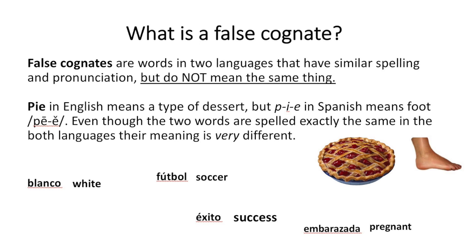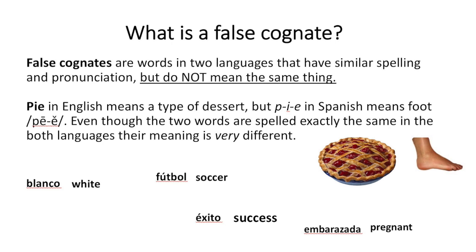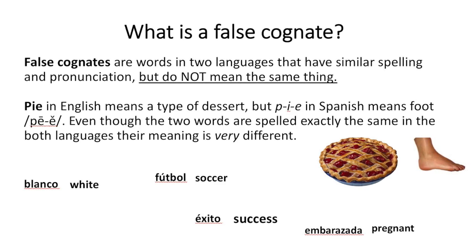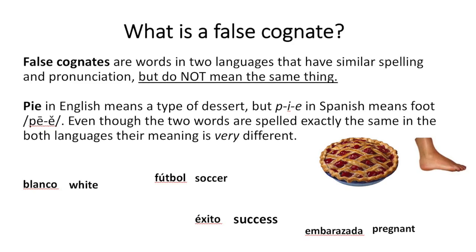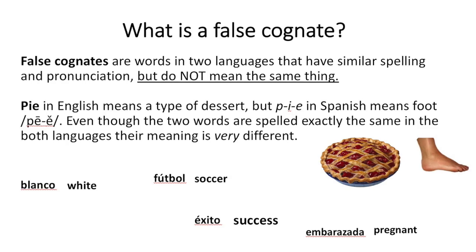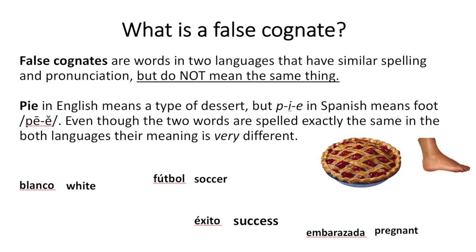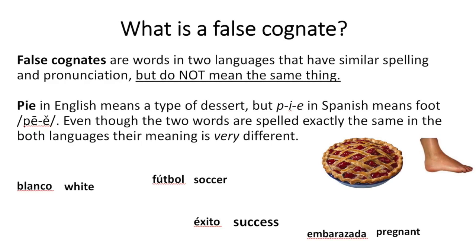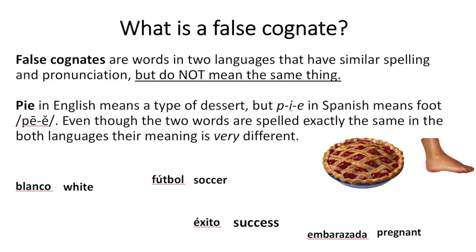Then we talked about what a false cognate was. False cognates are words in two languages that have similar spelling and pronunciation but do not mean the same thing. Okay, so let's practice some of those. First one, blanco. What do you think blanco means? You might think blank, right? It's actually white. Blanco means white, like the color.